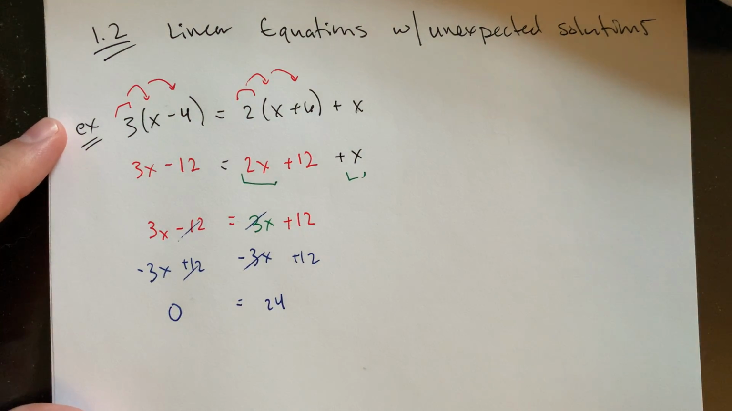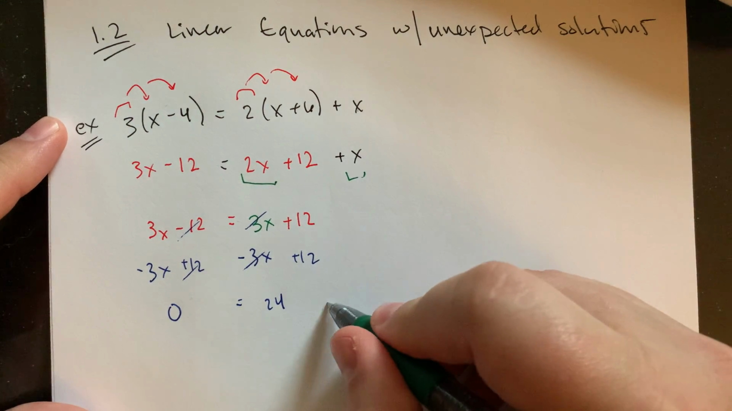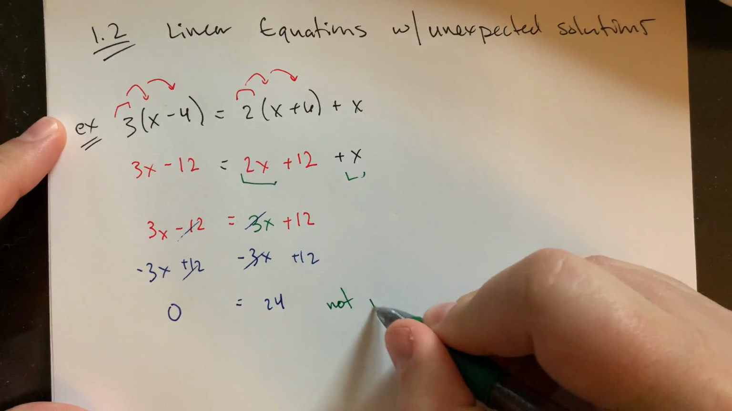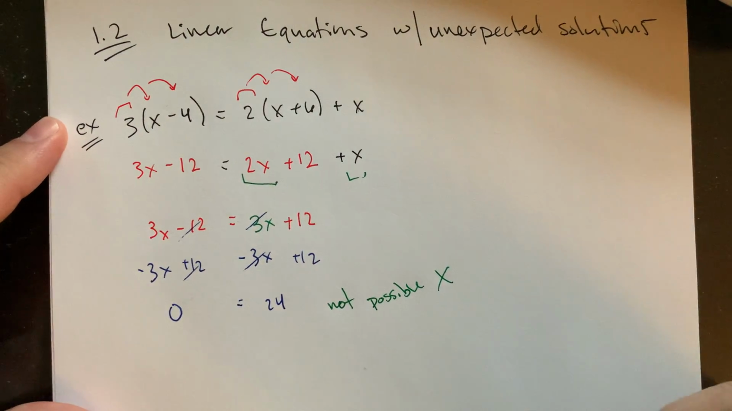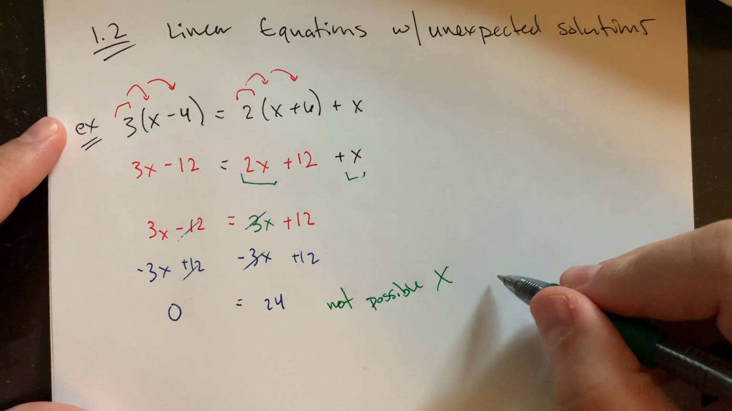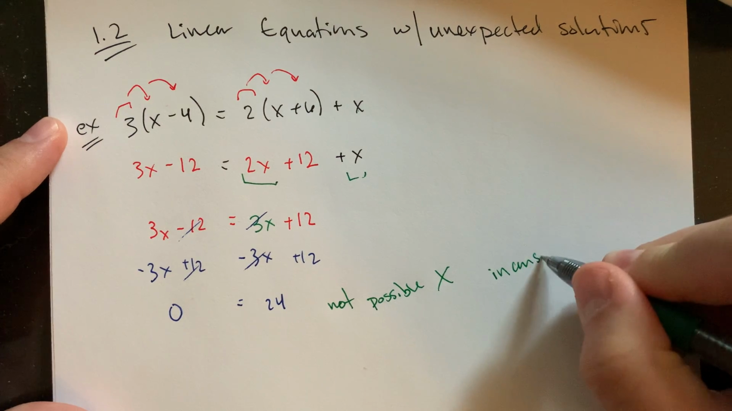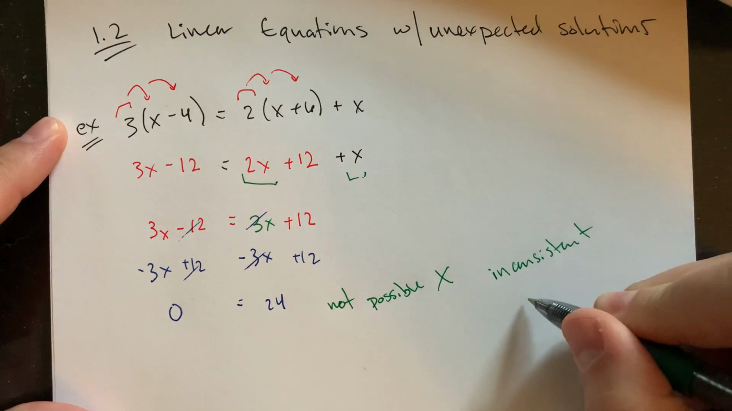That just is not true, right? That's just not possible. This is what we would call an inconsistent equation.